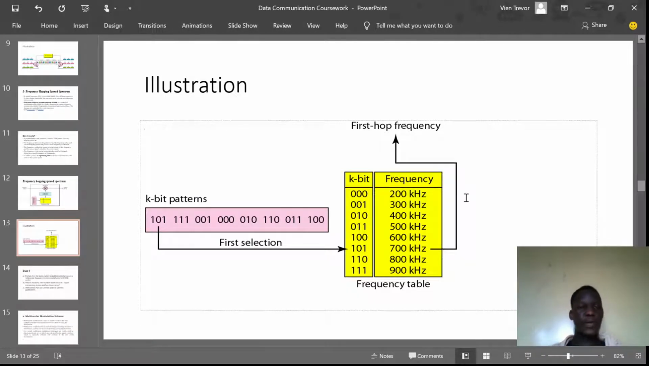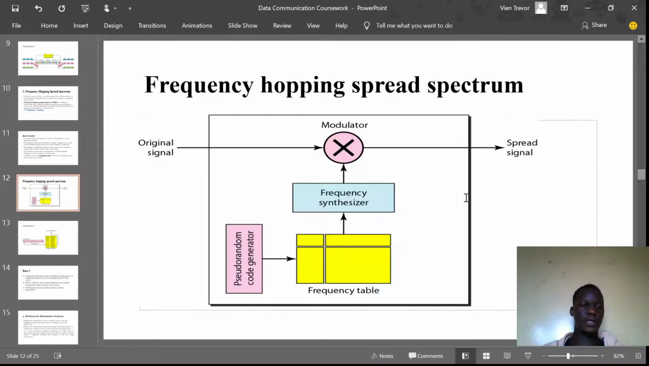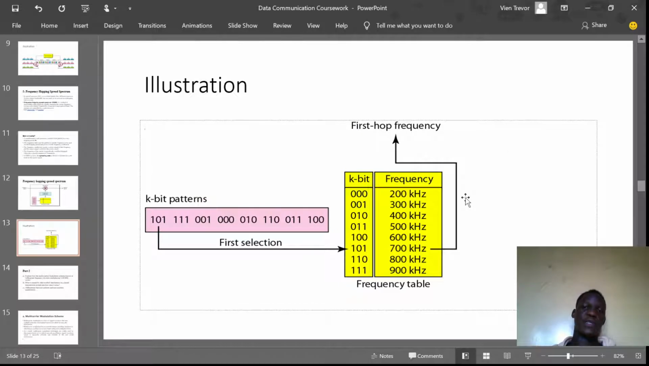So this diagram shows us how the k-bit patterns generated by the pseudo-random code generator are converted into the frequency. The k-bit patterns are sent to the frequency table, which are transmitted into the frequency that is output. And that ends part 1 of the session.